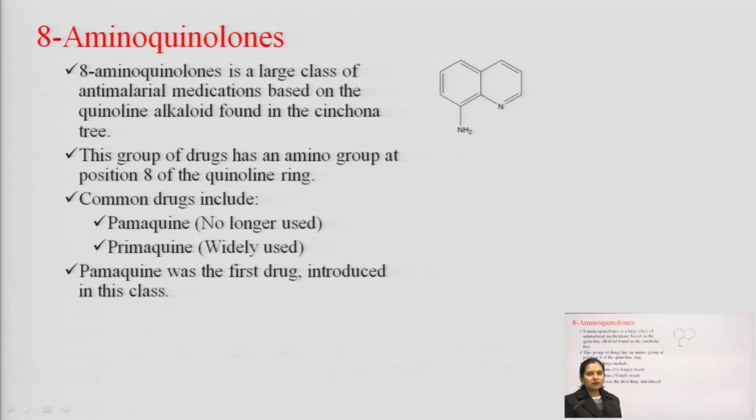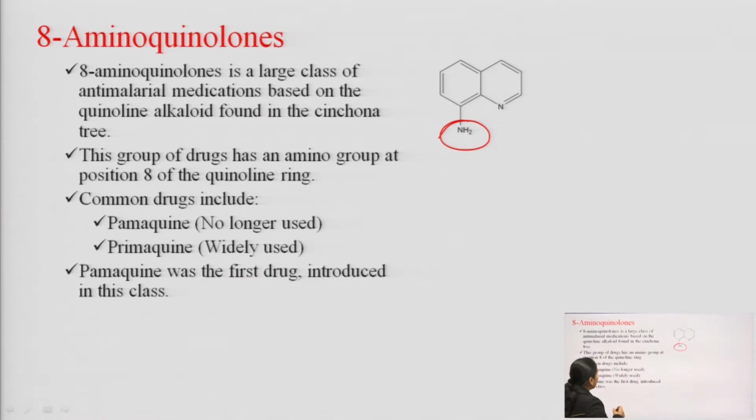First of all, we will understand 8 aminoquinolines. As in my previous lecture, I explained that there are two categories of substitution at aminoquinolines. One substitution takes place at the 4th position, leading to the 4 aminoquinolines, an example being chloroquine, whereas the second substitution takes place at the 8th position, known as the 8 aminoquinolines. So, in this lecture, we will focus on the 8 aminoquinolines.